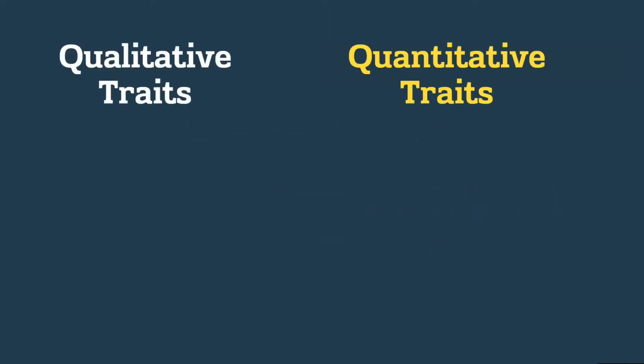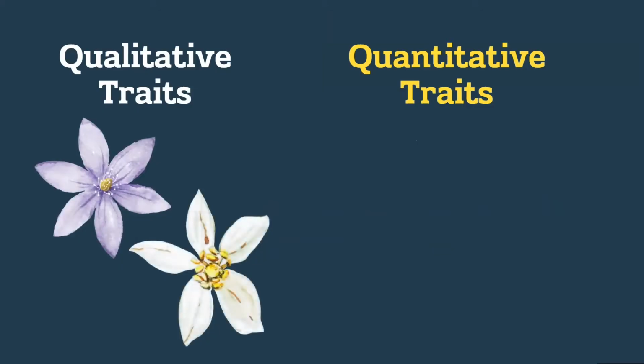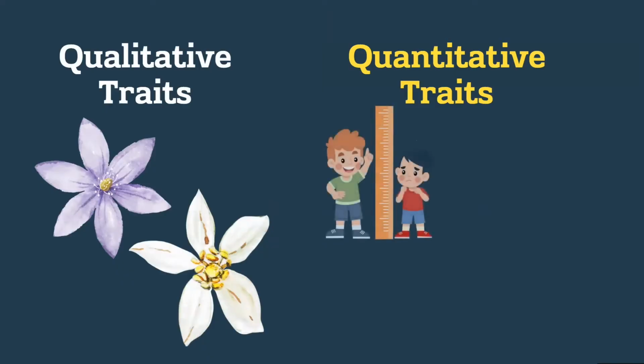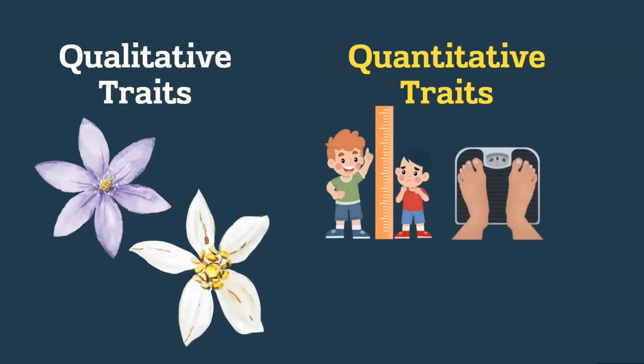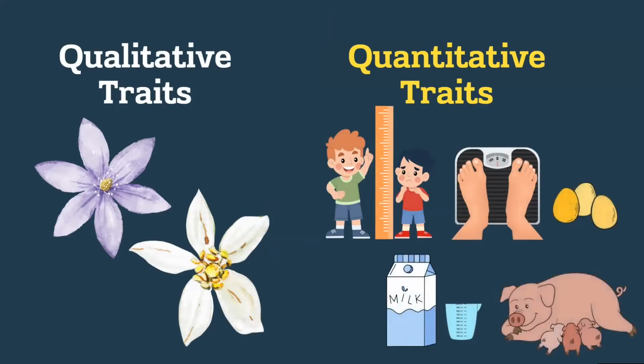Unlike traits governed by a single gene, which we call qualitative traits, such as flower color, being either purple or white, quantitative traits can vary across a wide range. Think about characteristics like height, weight, milk production, egg production, or litter size. These traits show a wide range of measurements, a wide range of phenotypes.